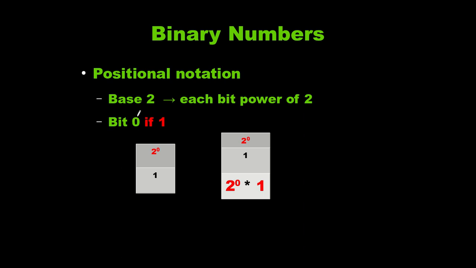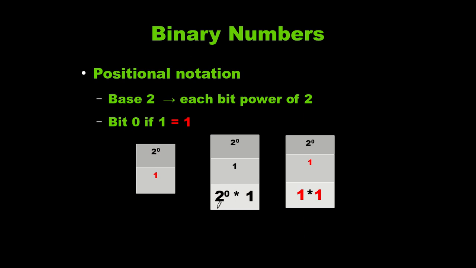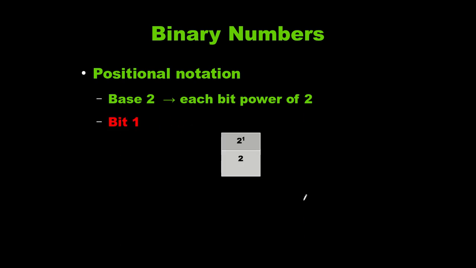Meaning bit 0 here, if I have 1 bit and it has a value of 1, how can I represent it? I want 2 to the power 0, which is bit 0, multiplied by 1. 2 to the power 0 is 1, and 1 multiplied by 1 gives me a 1. So 1 equals 1.